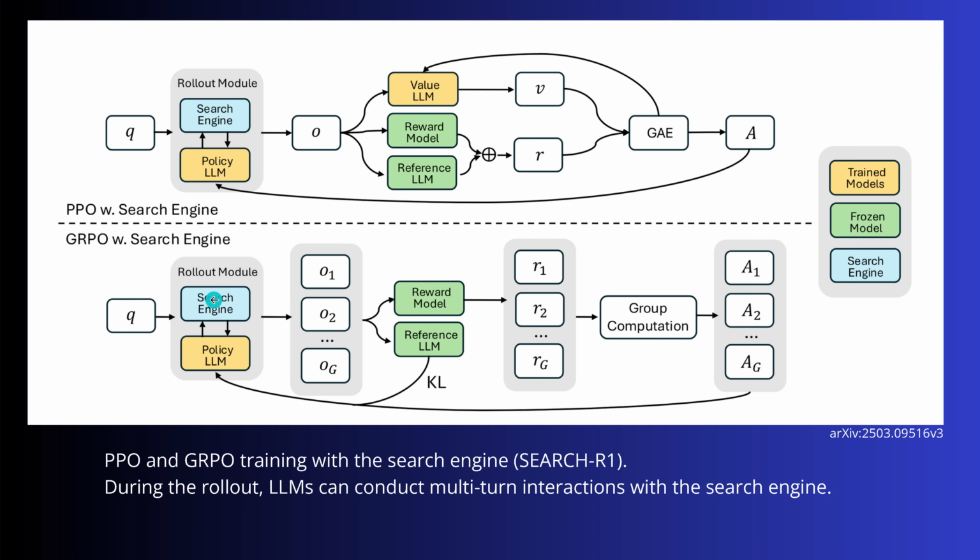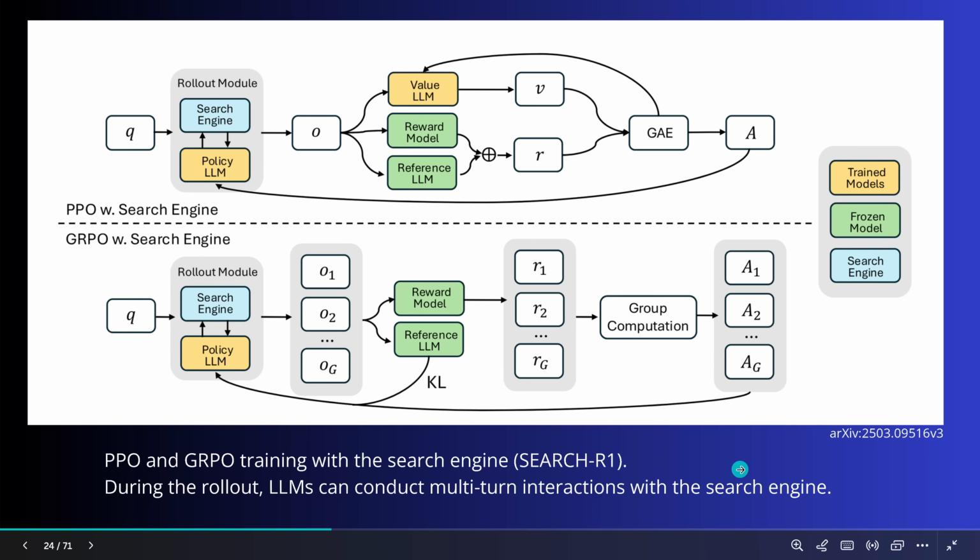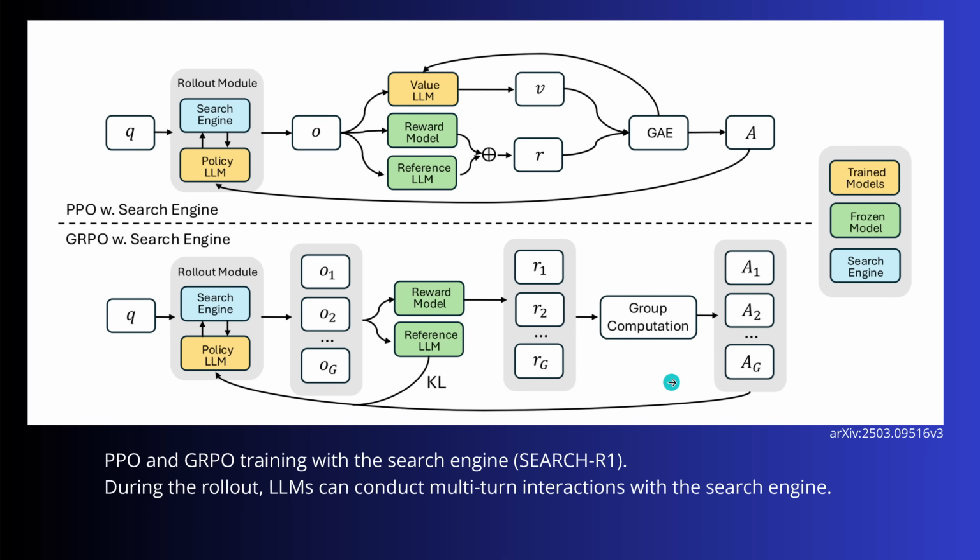And of course, during the rollout, LLMs can conduct multi-turn interaction with the search engine. So you don't have a single turn here, but you go now in multi-turn. So this is really an optimization that we're looking for.